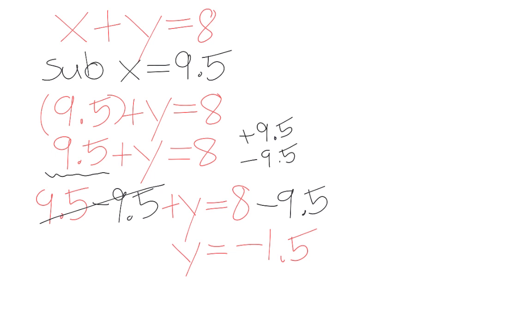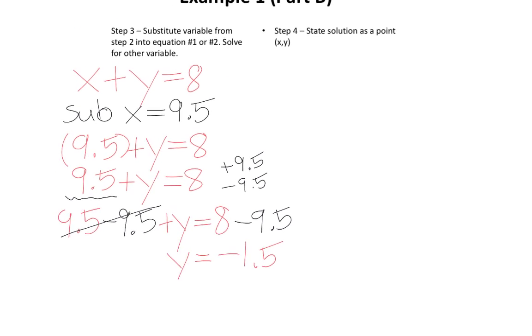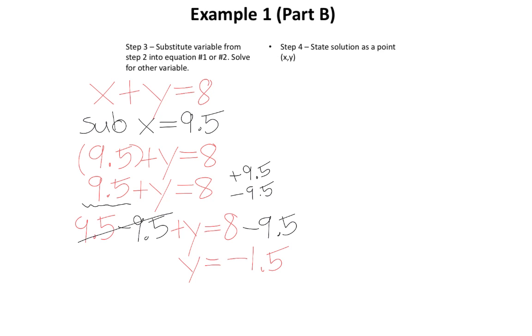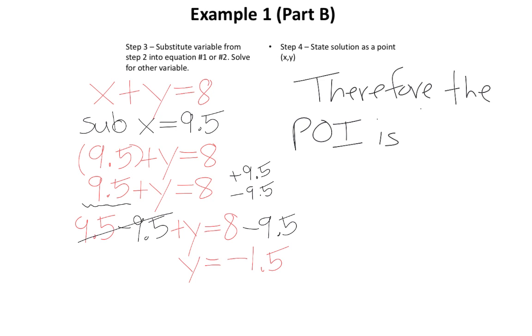Since I know the values of both x and y, I can write a concluding sentence. So let's go ahead and do that. I'm going to write, therefore, the point of intersection, POI, is 9.5 and negative 1.5.